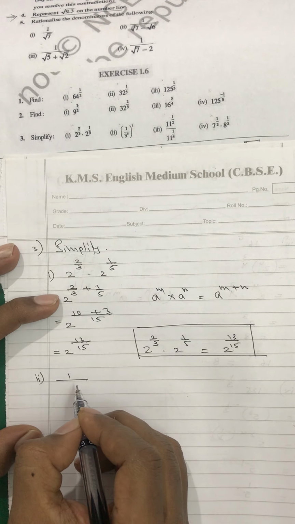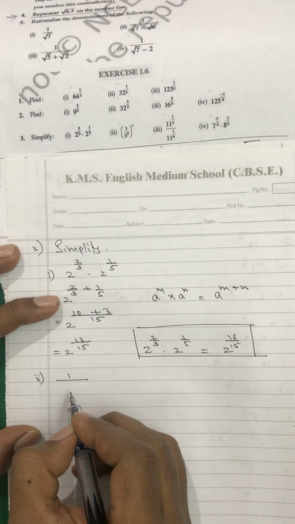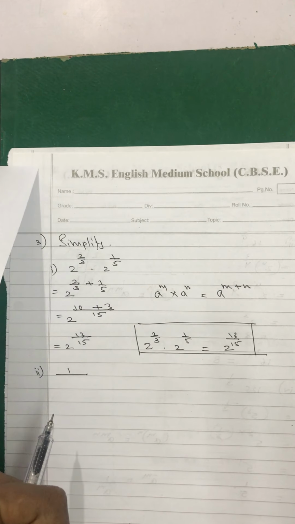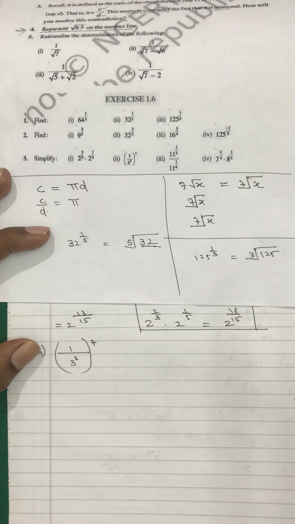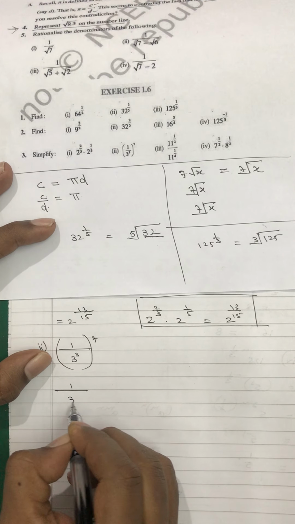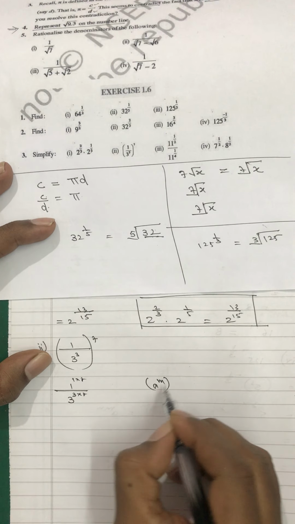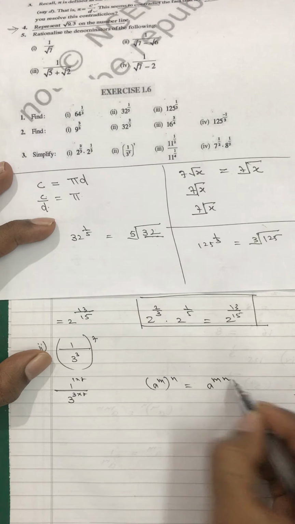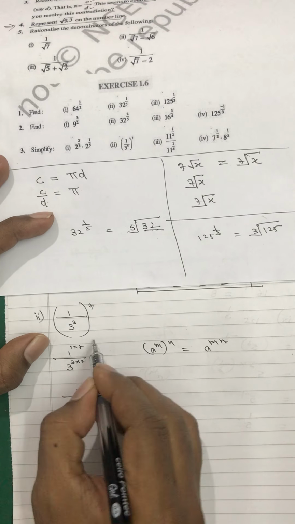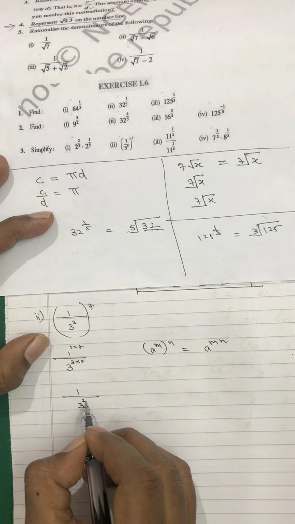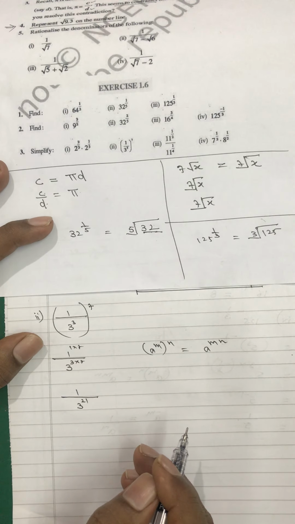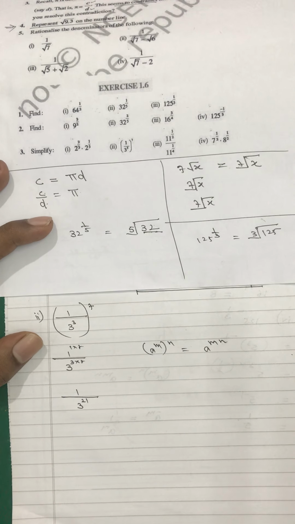1 upon 3 raised to the power of, what is that? 3 cube. Hopefully it is 3 cube. 3 cube raised to the power of 7. You will have to multiply 3 into 7. Basically here also 1 into 7. A raised to the power of m raised to the power of n will give you the outer power multiplied with the inner power. So you will get 1 upon 3 raised to the power of 21. That is huge. Keep it like that only. Fine.